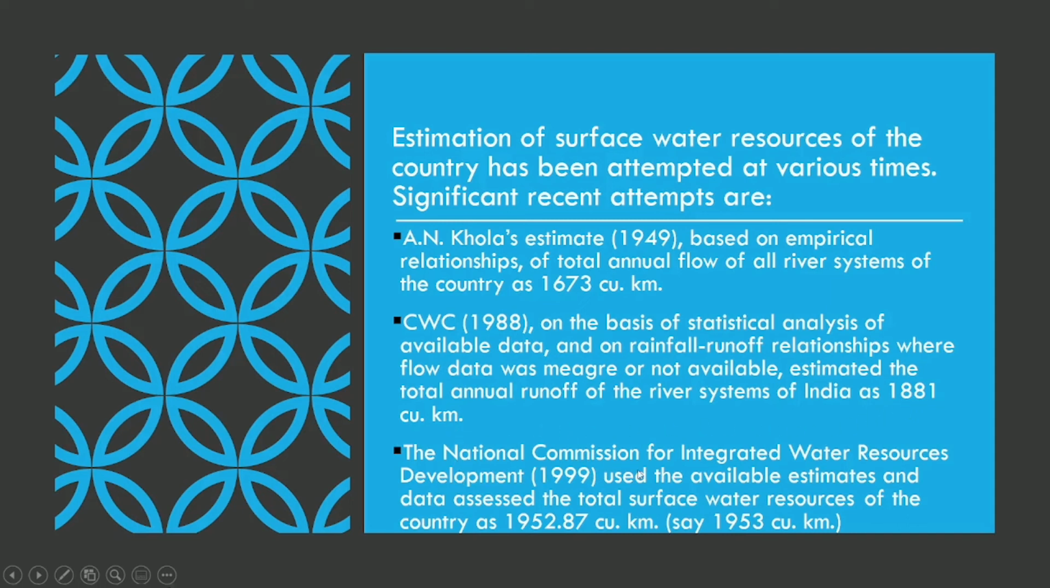The National Commission for Integrated Water Resources Development 1999, using the available estimates and data, assessed the total surface water resources of the country as 1,952.87 cubic kilometers, or say 1953 cubic kilometers.